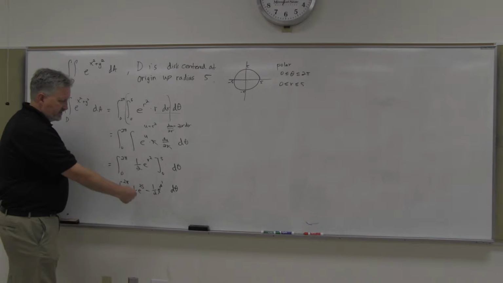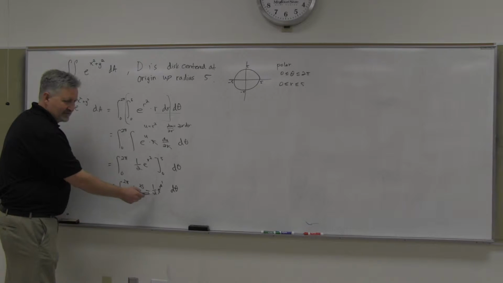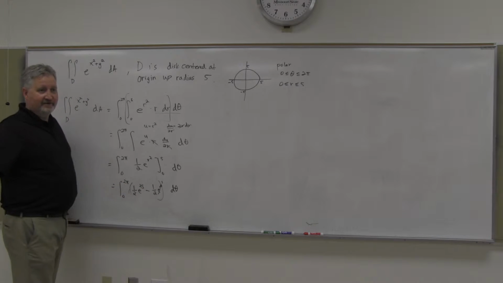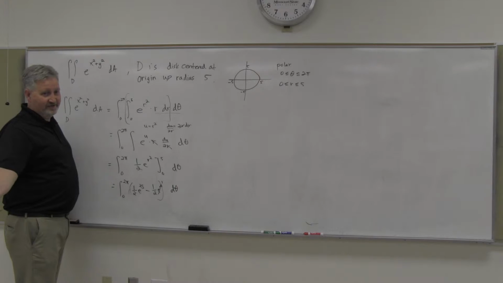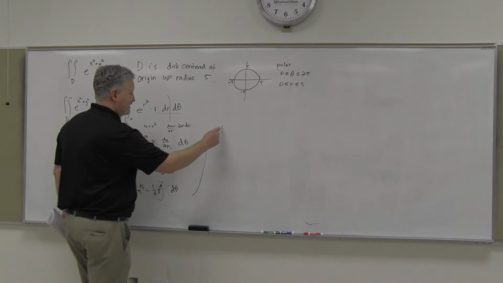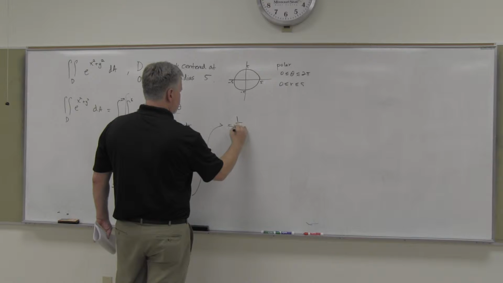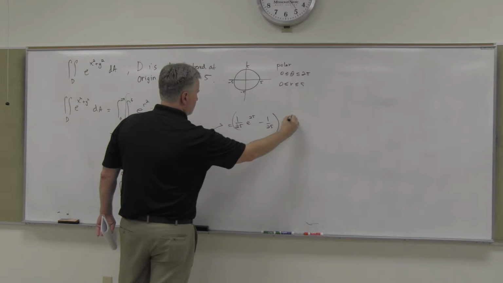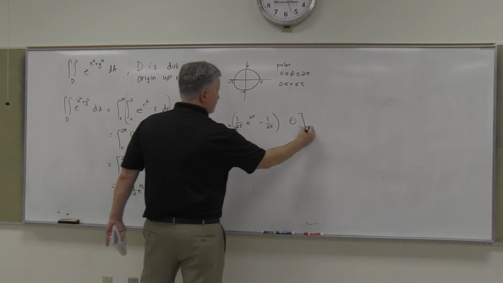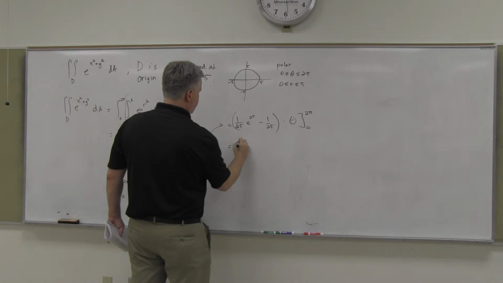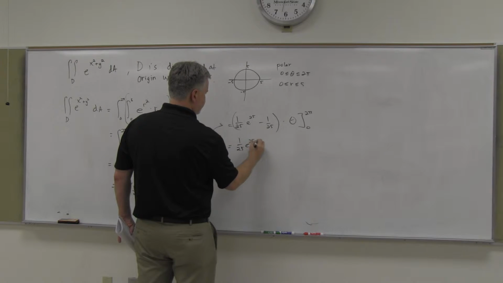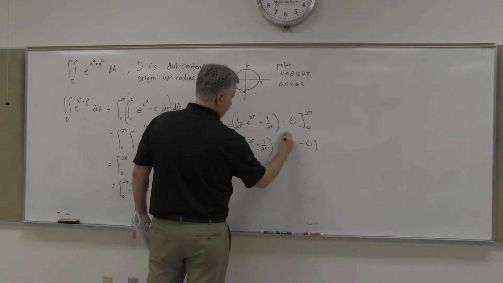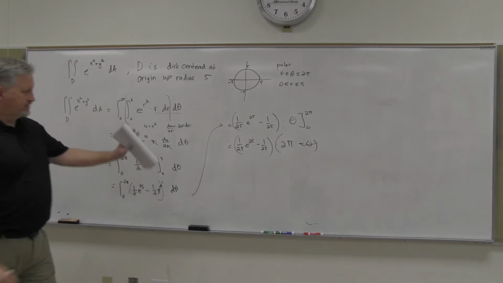Well, there's not a theta. This is just a number. So the antiderivative is just that number times theta, right? And theta is going to run from 0 to 2 pi. Well, 0's not going to give us anything there. So it's just that times 2 pi.